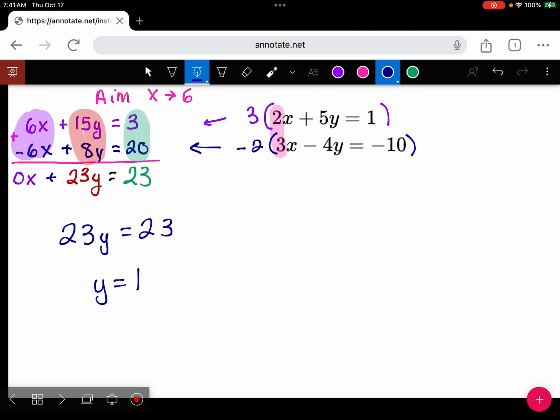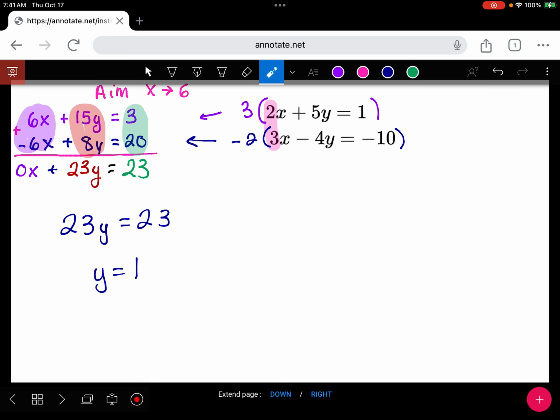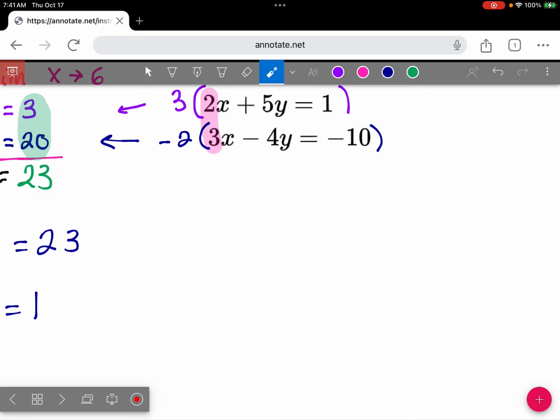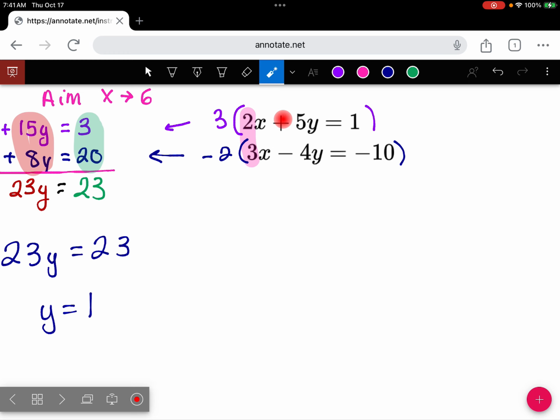Now we need to go back and find our x. I can pick any one of these 4 equations to use. I could use my 2x plus 5y equals 1, my 3x minus 4y equals negative 10. I could use the 6x plus 15y equals 3. I could use the negative 6x plus 8y equals 20. Any of them are fine. They all do the same thing. I'm going to go ahead and grab this one, the 2x plus 5y equals 1, just because it's positive values mostly and smaller numbers. We like those.